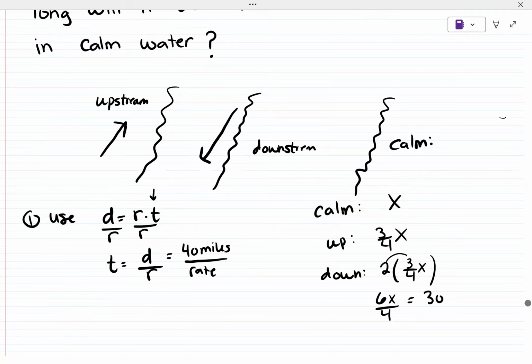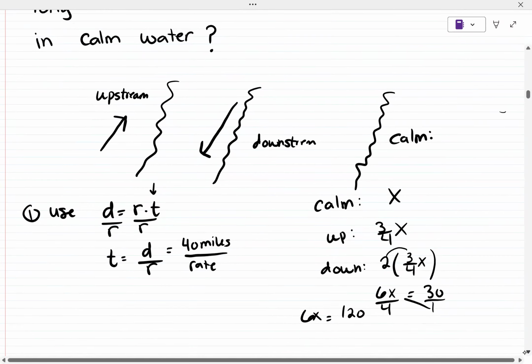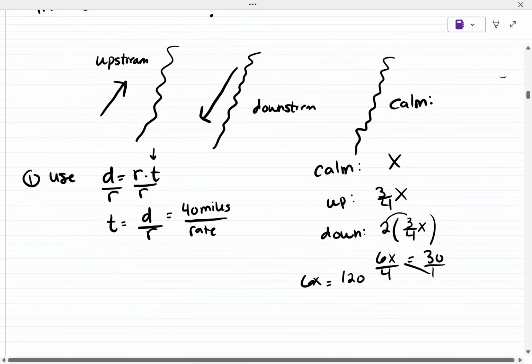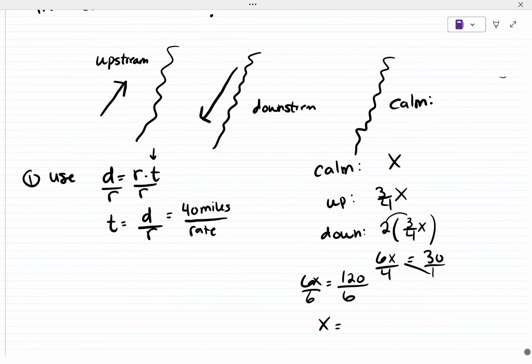Now we can solve for X. So what I would do is cross multiply. So it's going to be 6X equals 4 times 30, which is 120. And then solve for X by dividing both sides by 6. And then 120 divided by 6 is 20. Okay, we found our rate. This is our rate. So rate, this is going to be 20 miles per hour.